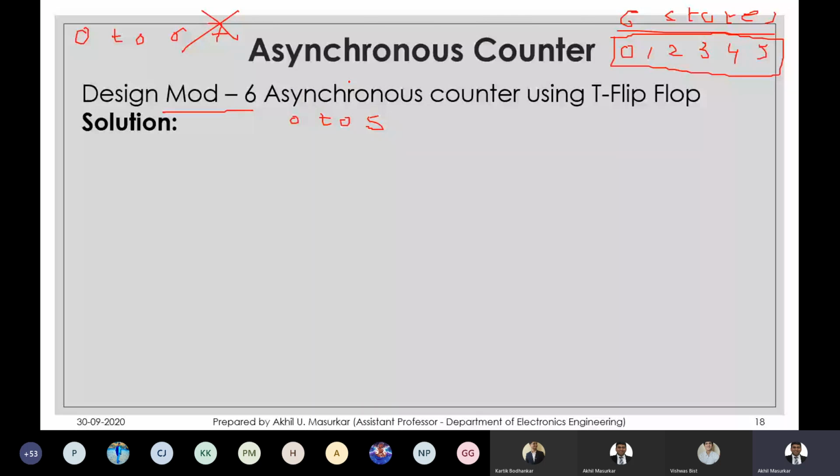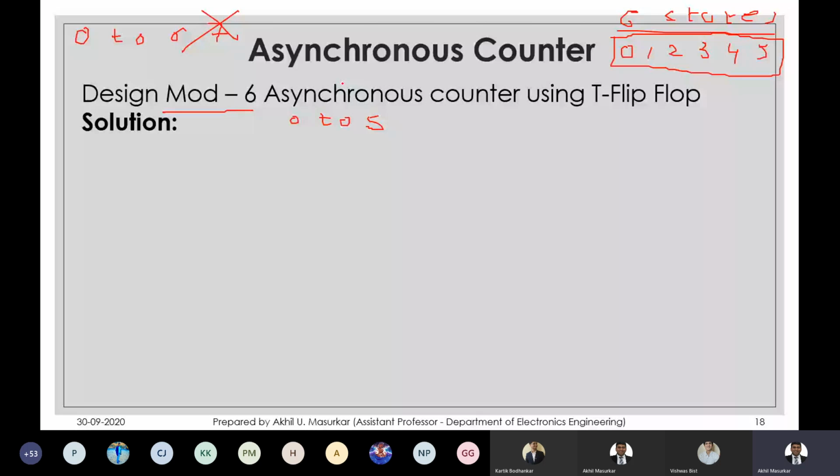Mod 10 will count from 0 to 11? Wrong. It will count from 0 to 9: 0, 1, 2, up to 9. So mod 10 will be 10 states. Correct answer. So what we are now seeing is the design of a mod 6 asynchronous counter.